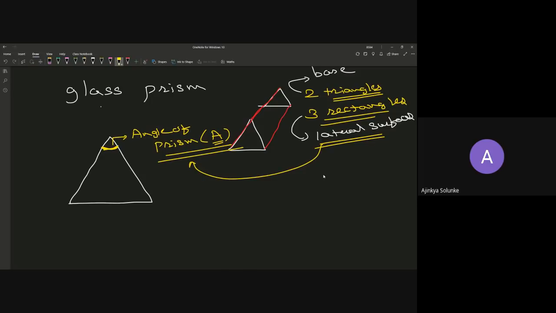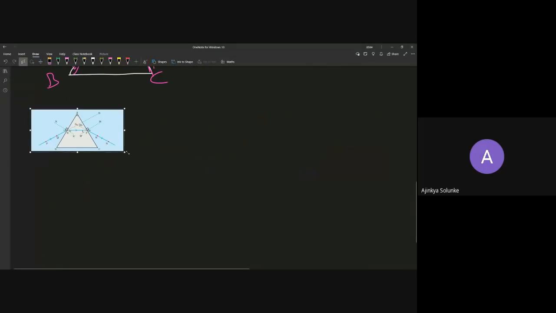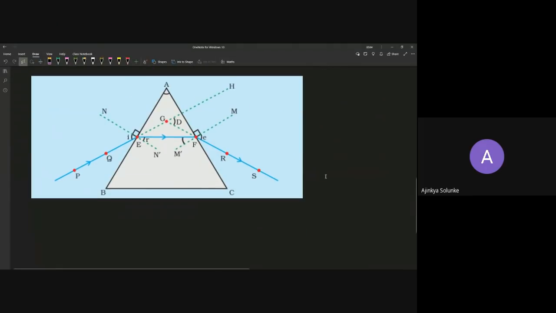So these are the two lateral surfaces. These two. This one and this one. So we have A, B, and C. So between AB and AC, you have that angle. That is the angle of prism. Now let us talk about what kind of refraction we are going to have. Let us have that diagram first, and then we'll be able to learn a lot about this.